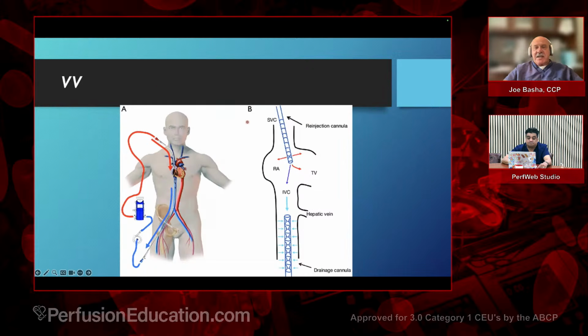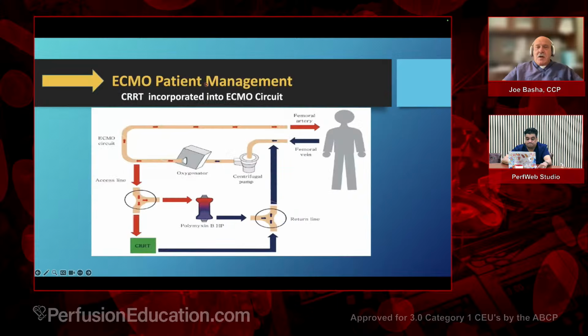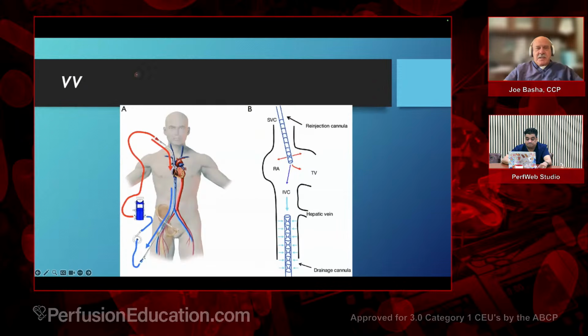So let's talk about CRRT incorporated in the circuit. Actually, I'm going to bypass that. We're going to go straight to VV ECMO. We can go back to this if you want to, but I don't think we need to for the sake of this lecture. So let's look at VV ECMO.